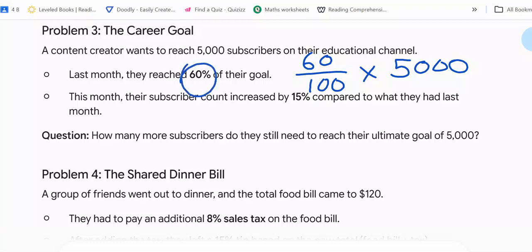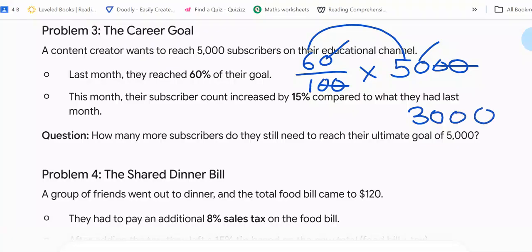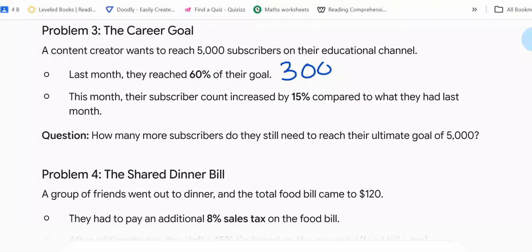60%. So for percent, we will write over 100, multiply by 5,000. These two zeros will cut these two zeros, and 5 times 6 is 30, 5 times 6 is 30, and these two zeros we have to add. It means that they reached 3,000 subscribers.